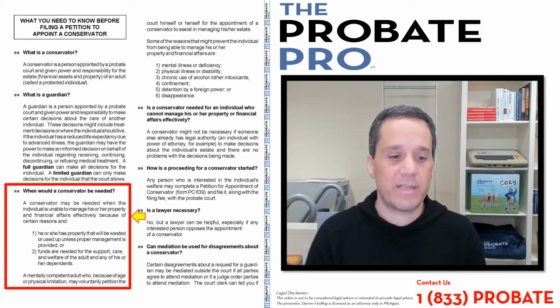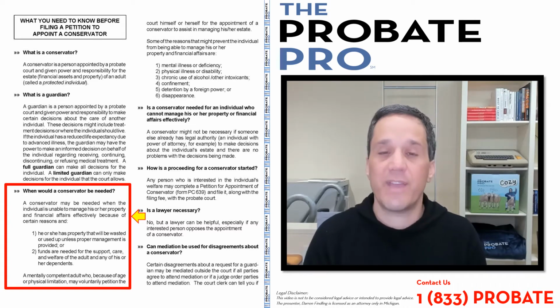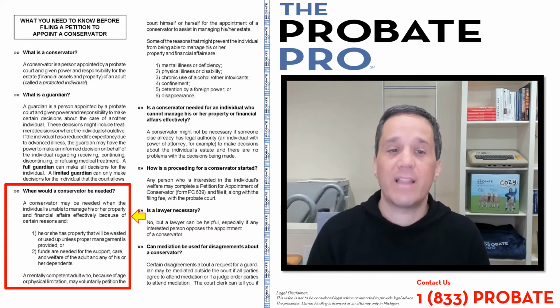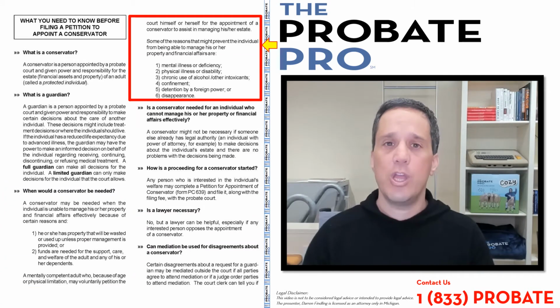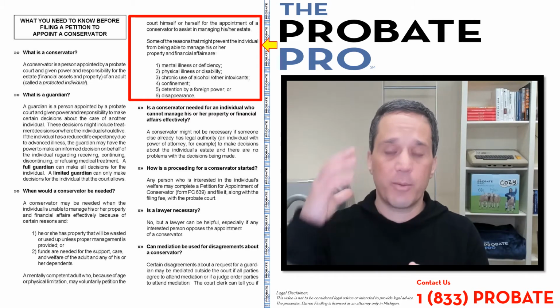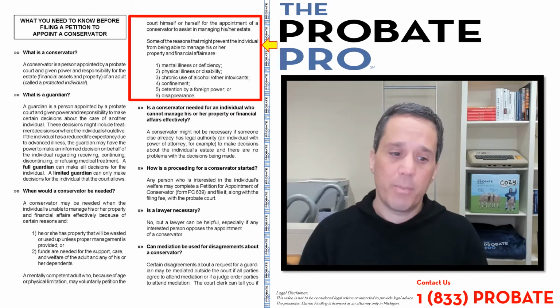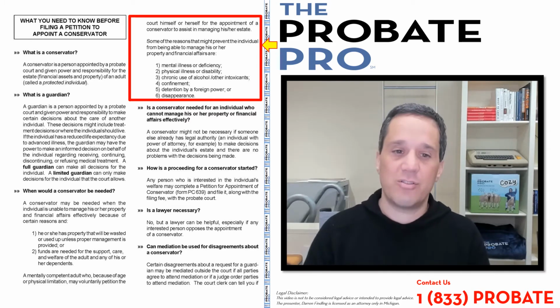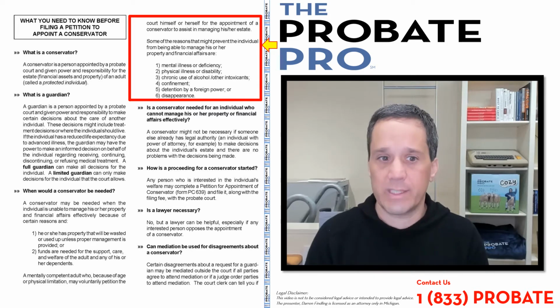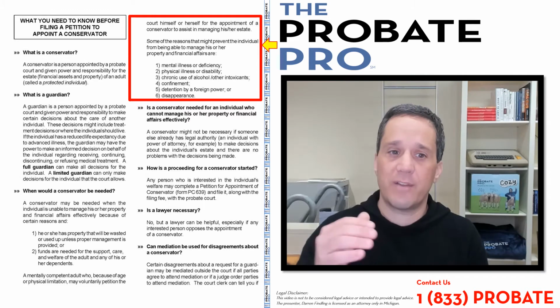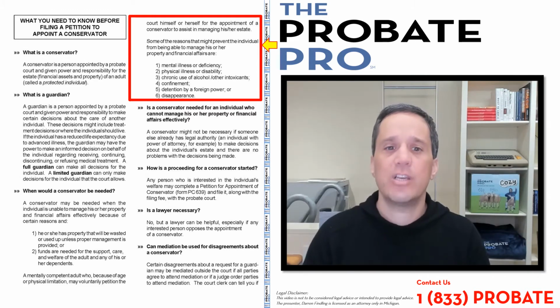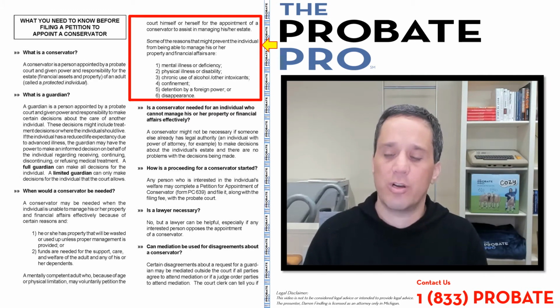It goes on to say a mentally competent adult who, because of age or physical limitation, may voluntarily petition the court to have himself appointed. So you could have your mental faculties in place, but because of your advanced age, that may be a basis for doing so. And then the statute goes on to identify the various reasons that would trigger the appointment of a conservator, and they're pretty obvious here.